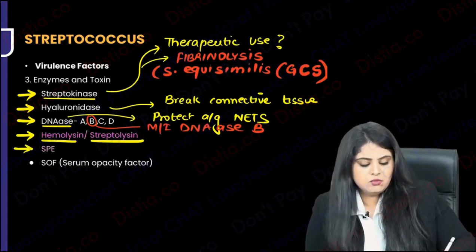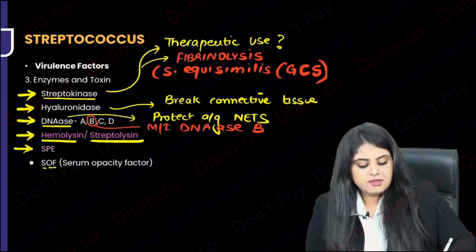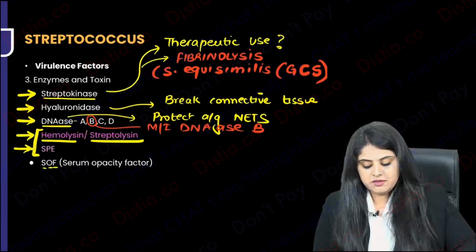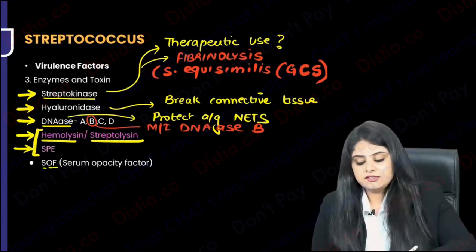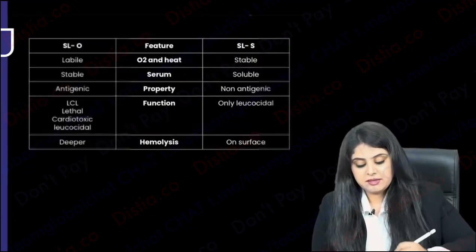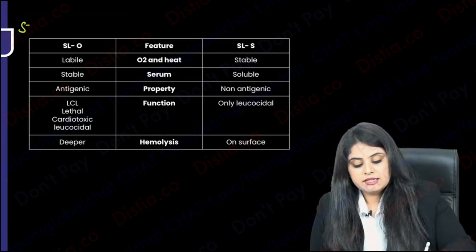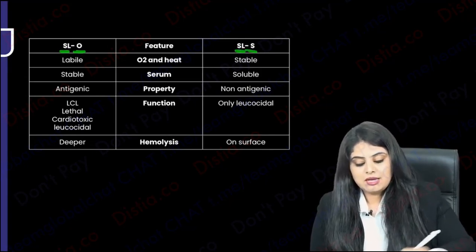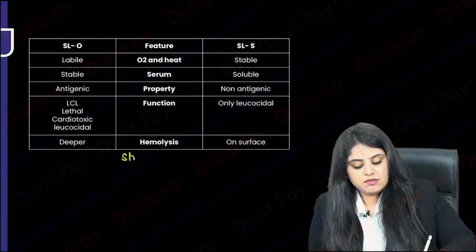And then this is, if you want to learn, you can learn serum opacity factor. Not very important. But the two important ones, hemolysin and SPE, we will do in detail. So what is hemolysin? Whether you call it hemolysin or you call it streptolysin, it means the same. And there are two types. Please note, there is something called SLO. So, of course, you know streptolysin O and streptolysin S. That is exactly what we are talking about.